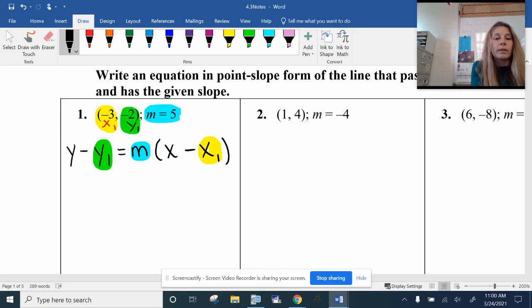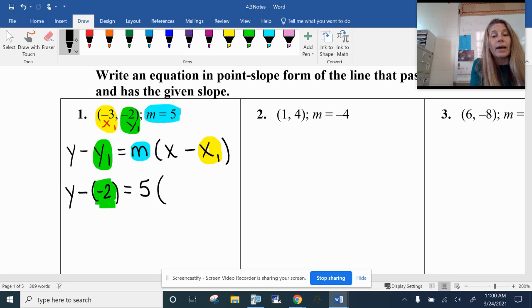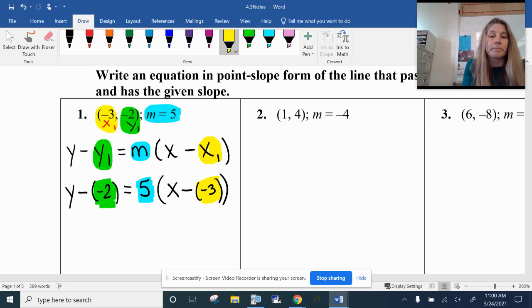So when I go to plug this in, I'm going to have y minus a -2. Notice I'm putting a -2 in place of that y1. Then I have equals my slope, which was 5. So that 5 is replacing my m. And then I have x minus -3. So my -3 is replacing my x1.